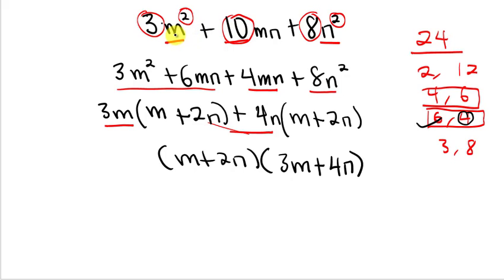Let's consider another example. Okay, so let's try this. Once again, factorize 6a squared minus 7ab minus 3b squared. I want you to once again take a minute to solve this question. Pause this video and then solve this question.